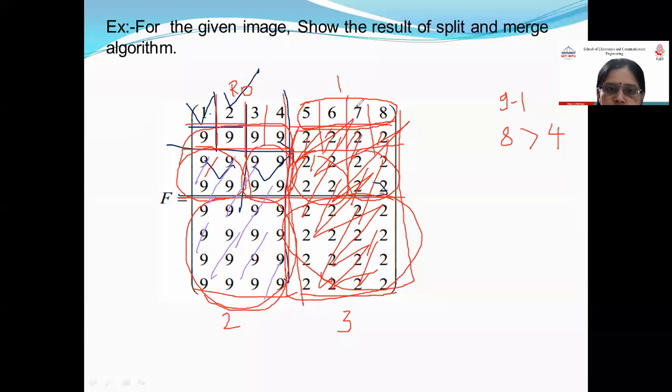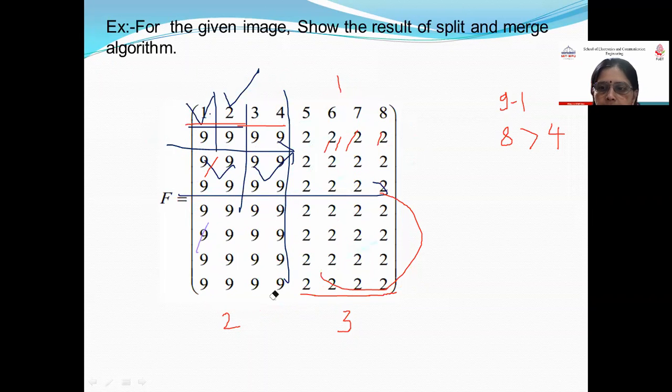8 is merged with 7, 7 merged with 6, 6 merged with 5. And these 1, 2, 3, 4, we can merge them together. Okay. So we get this 1, 2, 3 and 4 regions by split and merge technique. Okay. So hope this split and merge technique is clear to all of you.